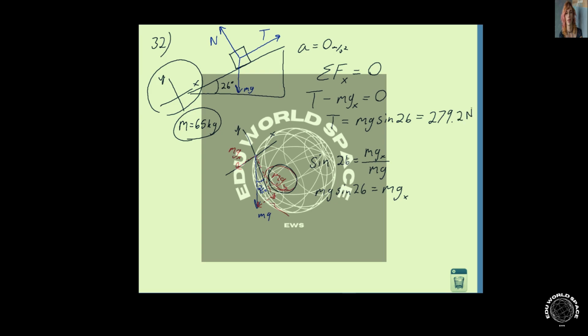Important results. Mg sine theta is going to be the component of gravity going down the hill. That's why things want to accelerate down the hill. The tension force here is keeping it from accelerating down the hill.